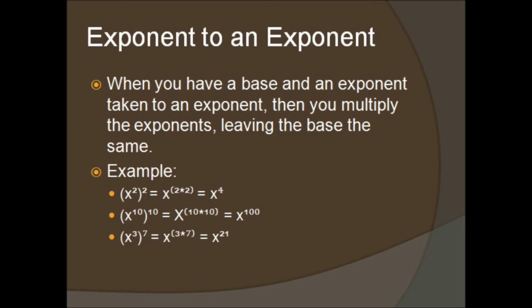When you have a base and an exponent that is taken to an exponent, then you multiply the exponents, leaving the base the same. For example, if we had x squared squared, we would multiply the exponents and end up with x to the 4th. If we had x to the 10th to the 10th, that'd be the same as saying x with our exponent being 10 times 10, ending up with x to the 100th. X cubed to the 7th would end up being x to the 21st.